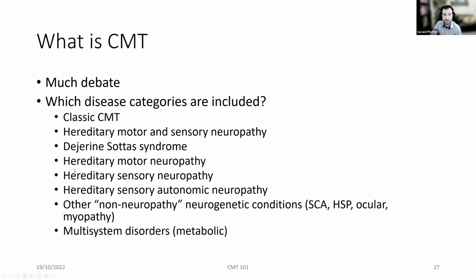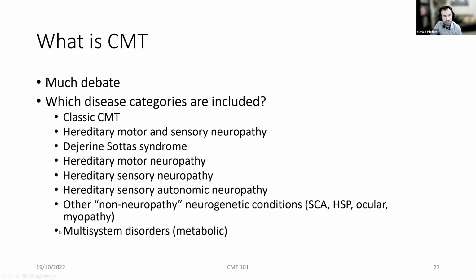Now, the other question is, does hereditary motor neuropathy get included as part of CMT? Most people will say yes. The reason for this being that several of the genetic causes of pure motor neuropathy are also causes of CMT. So for some reason, even with mutations in the same gene, you will get motor and sensory involvements like you see in CMT, or just pure motor involvements.